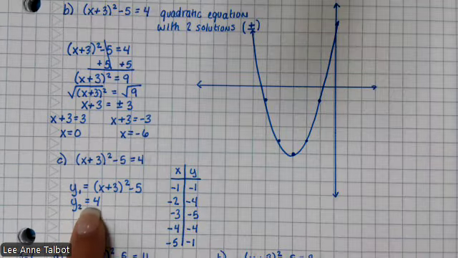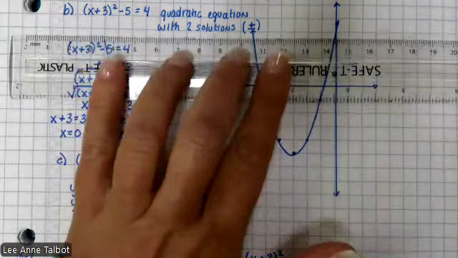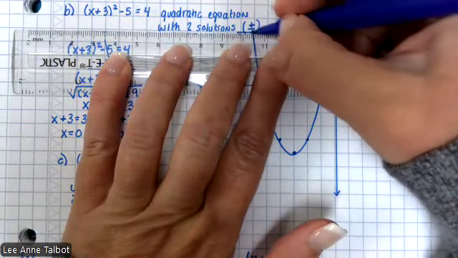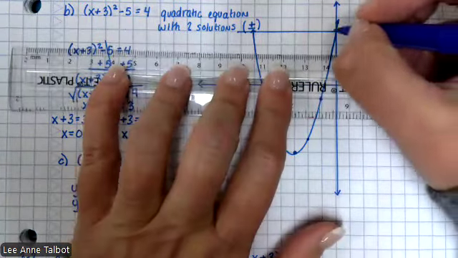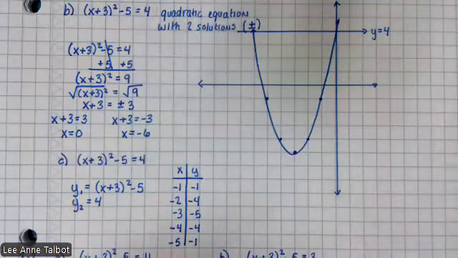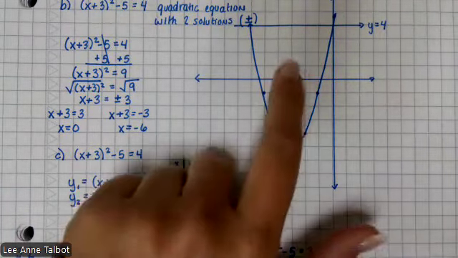Okay, and what does the line y equals 4 look like? All lines are straight. I'm looking for more specificity. Horizontal is what I'm looking for. So there's y equals 4, a horizontal line at 4. Okay, so now let the magic happen. Where did those two things cross?